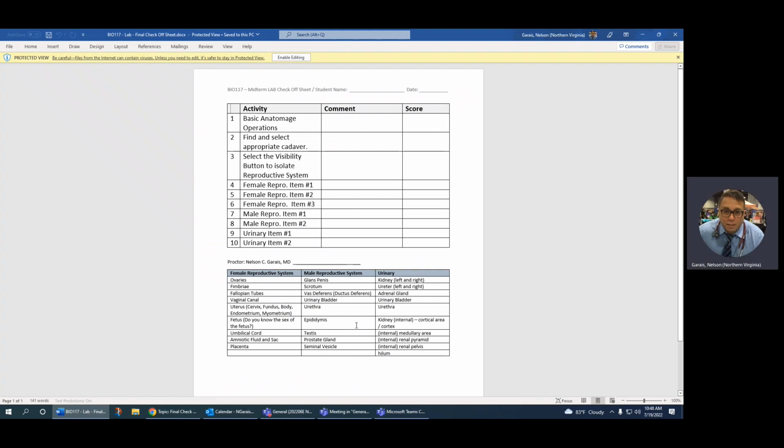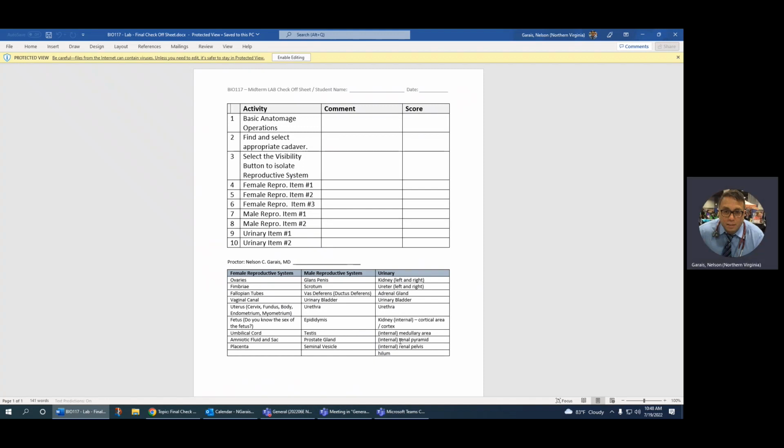Or I could ask you to isolate urinary, either for male or female, and then you should be able to tell me which one is the right kidney, which one is the left, which one's lower, which one's higher, and why. Adrenal gland, urinary bladder, urethra.